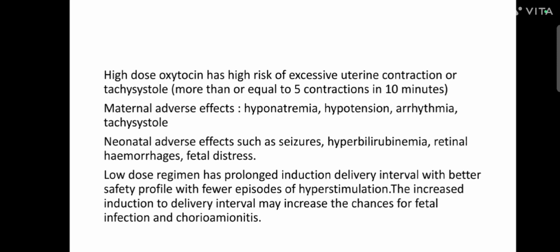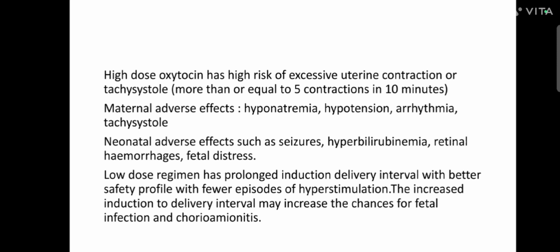So, whenever you are giving a high dose of oxytocin, you need to remember that there is a high risk of tachysystole, that is more than 5 contractions in 10 minutes. So that's why you should be very careful with oxytocin whenever you keep it on a drip.